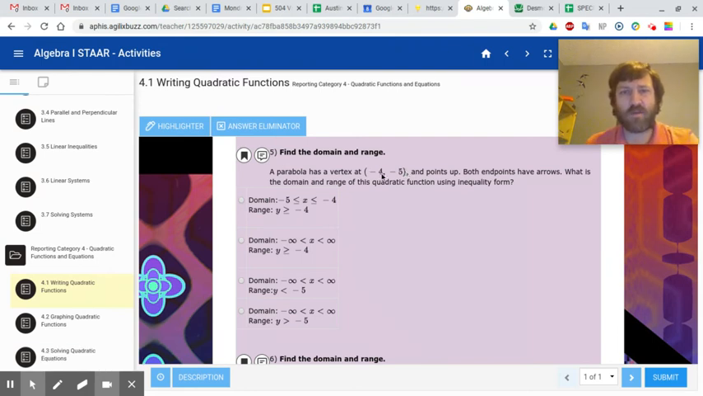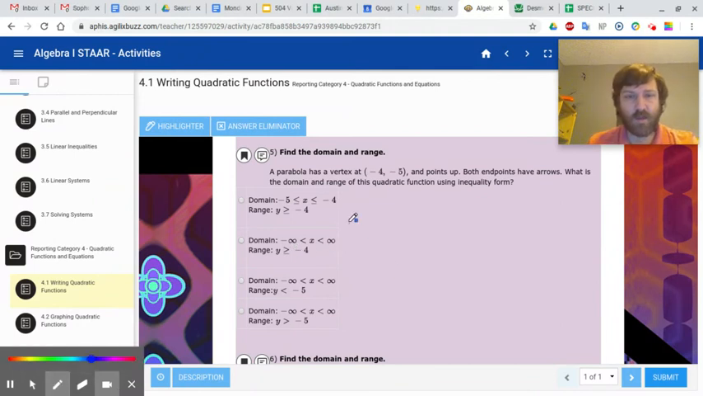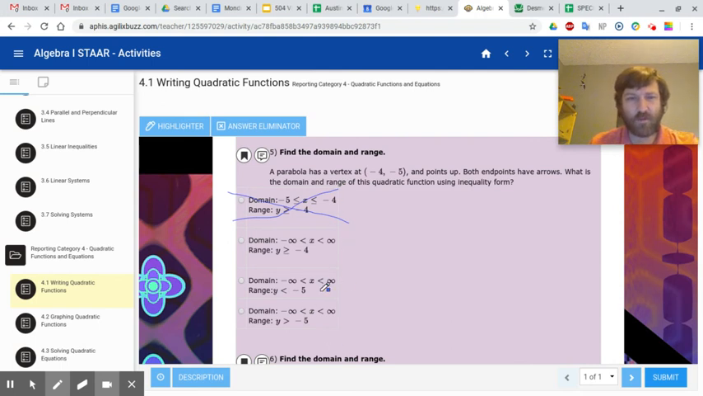So it says a parabola has a vertex at (-4, -5) and points up. Both endpoints have arrows. Okay, that's significant because anytime it says both endpoints have arrows, you know that your domain is negative infinity to positive infinity. So right away, I'm crossing out the first answer choice because the domain doesn't have infinity. So it's got to be one of these 3 down here. This tells me that the domain is positive and negative infinity. So just remember that as you go.